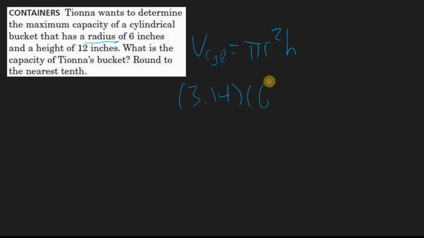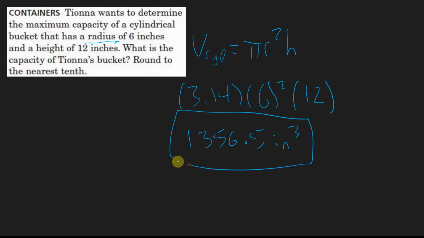They already gave me the radius, so this is going to be 3.14 times 6 squared times a height of 12. So I'm multiplying in my calculator 3.14 times 6 times 6. Remember, that's not 6 times 2, it's 6 times 6. You do the same number twice. Times 12, and my final answer is going to be 1,356 points. I'm going to round up. It's going to be 0.5. That's going to be in cubic inches, and that'll be that problem right there.